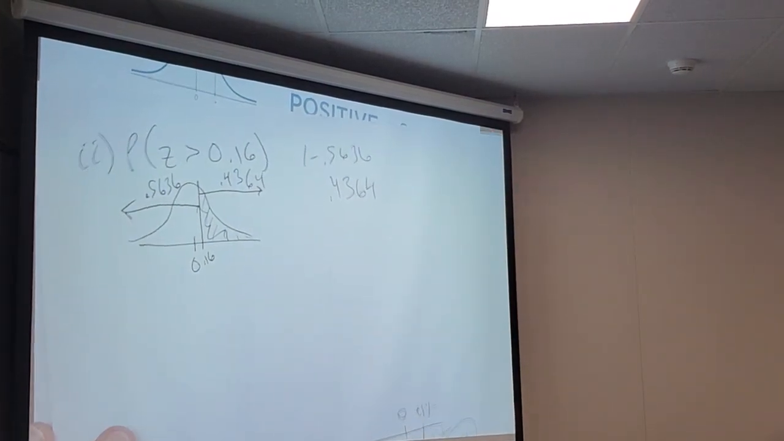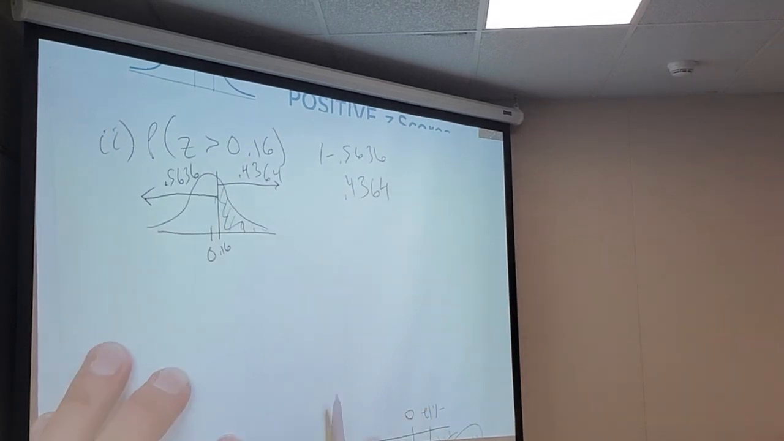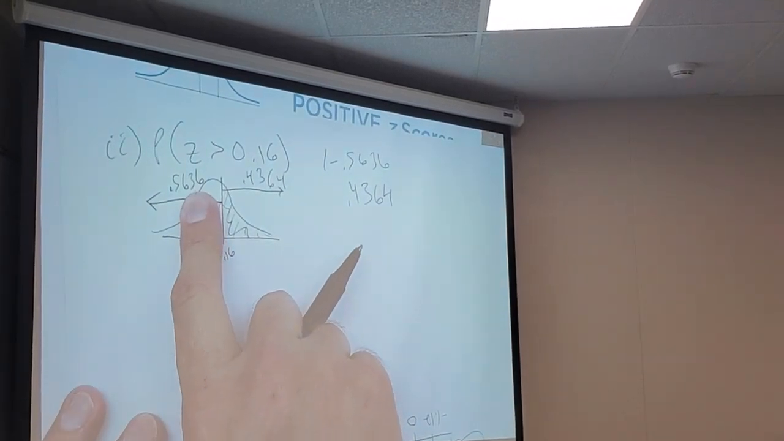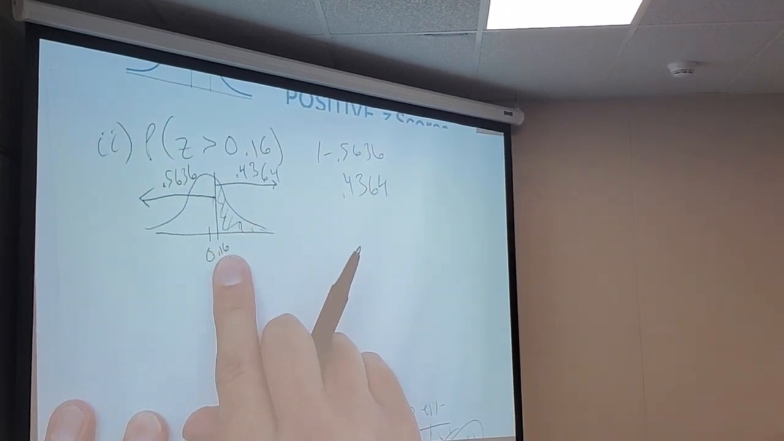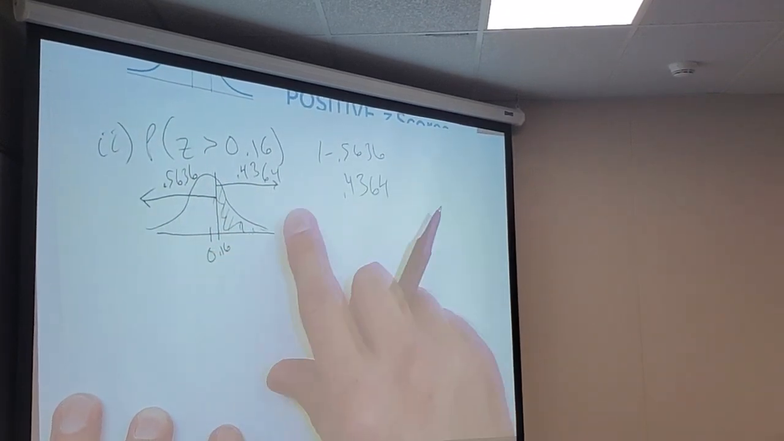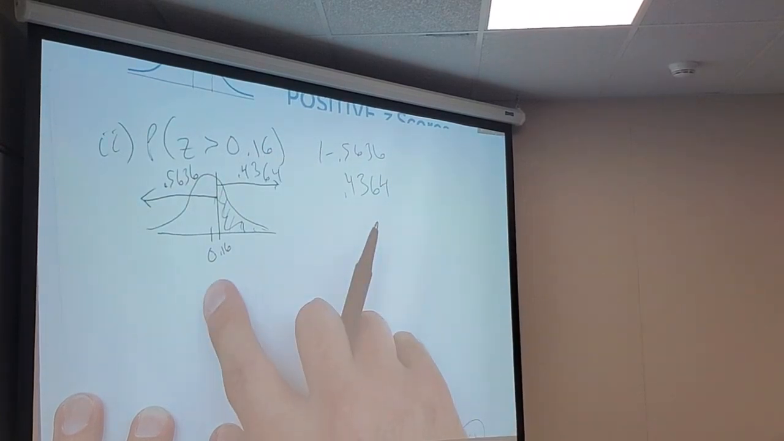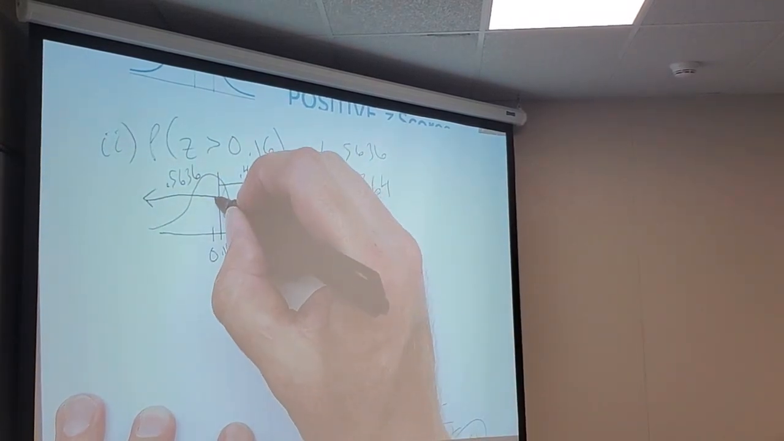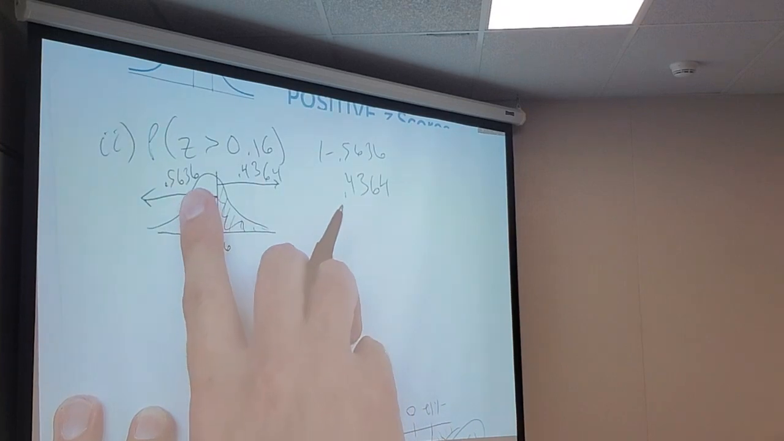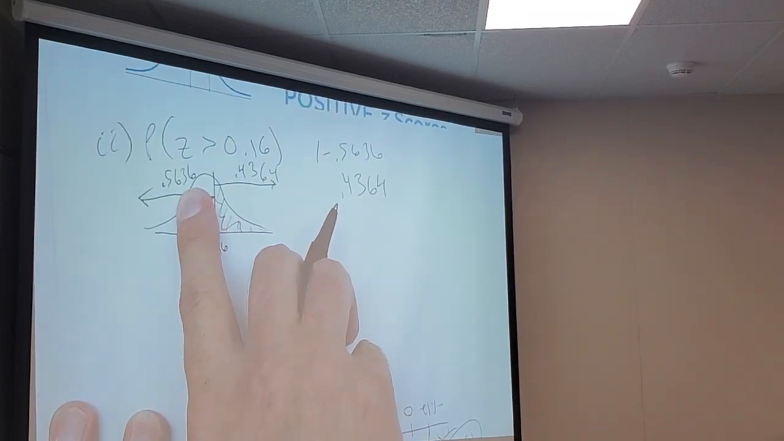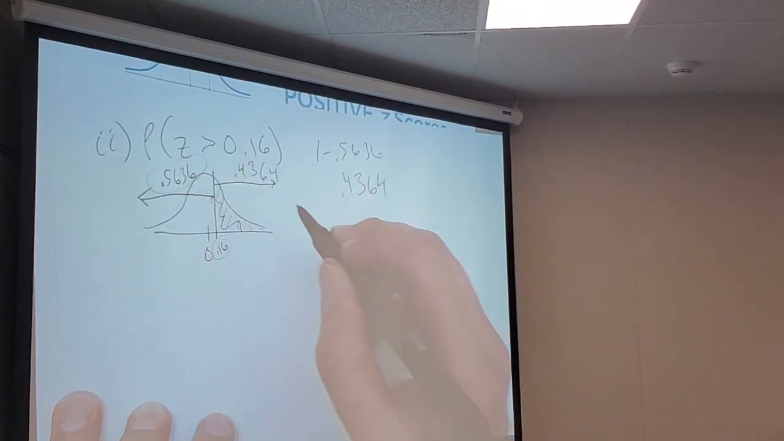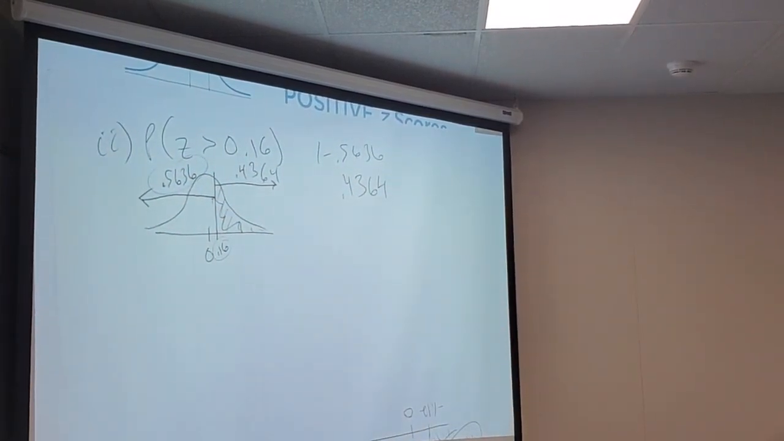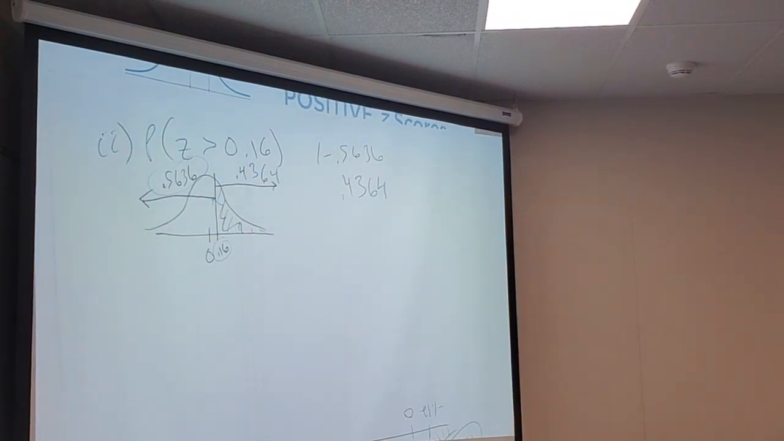No? Where did I lose you? You got to tell me the minute I lose you. Are you cool with that number? So the z-score is 0.16. What's the probability that it's below that? 0.5636. This is a z-score. This is an area. As we just learned with uniform curves, area equals probability.